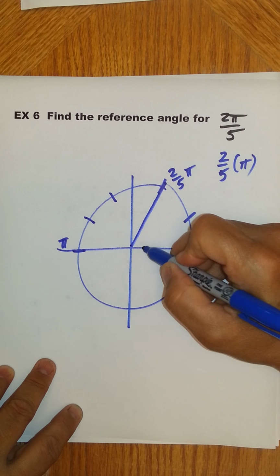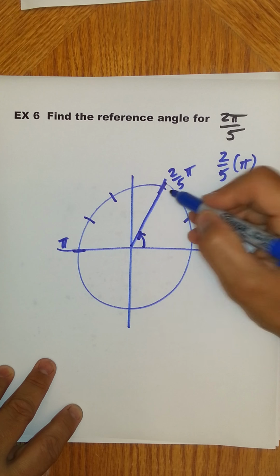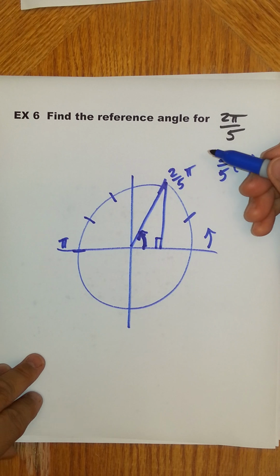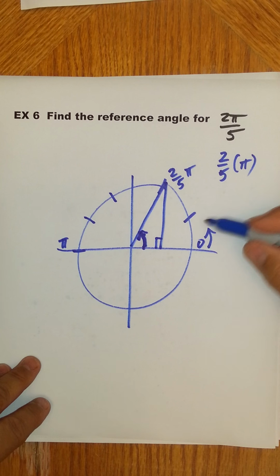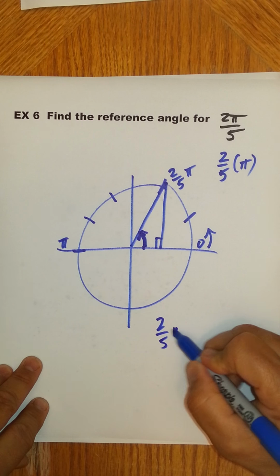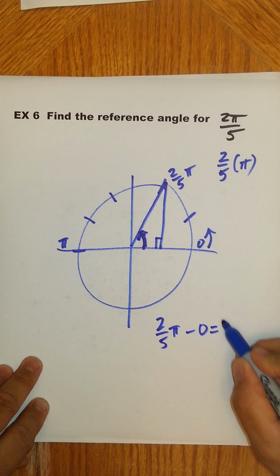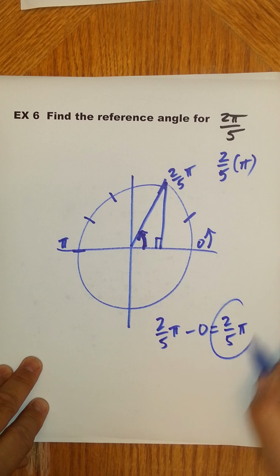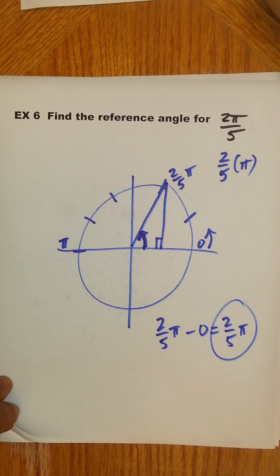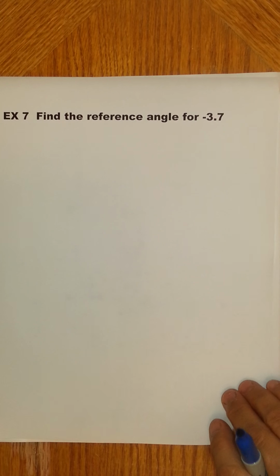There's our angle. We just rotated that way. Drop to the x-axis, and this is our reference angle. We would start at 0. So I just really need the difference between 2/5 pi and 0, which is 2/5 pi. That is my reference angle. Okay. And now our last example, example 7, negative 3.7.